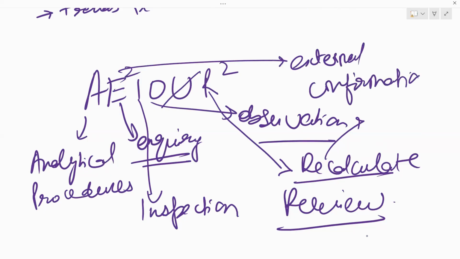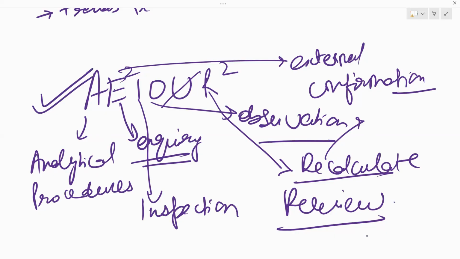External confirmation is asking third parties. For example, if there was a legal claim against your company, you can ask your legal advisor to let you know if that claim is probable or possible, whatever. So you can ask the external party. External confirmation is another example. So you can memorize it, because this is an easy way to learn these. You can use this mnemonic to learn your types of substantive procedures.